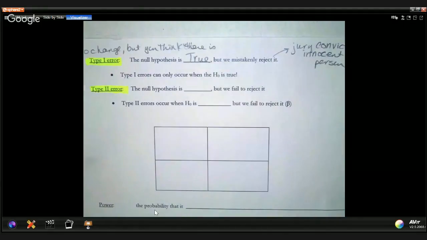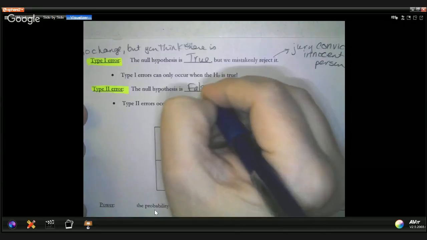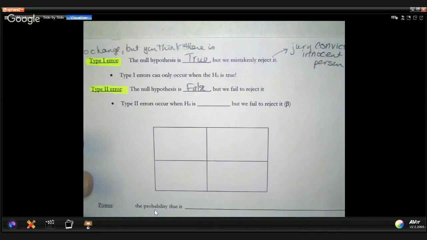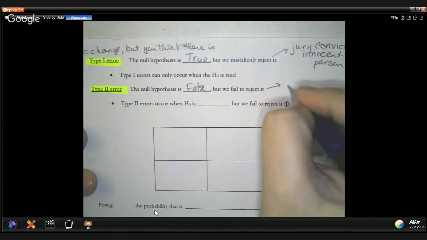A type 2 error is when the null hypothesis is false, but we fail to reject it. So this is when the jury lets somebody guilty go.